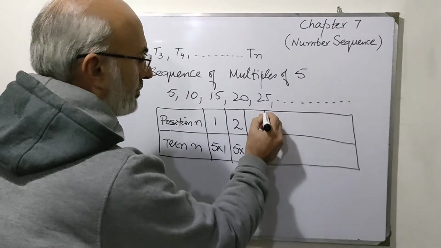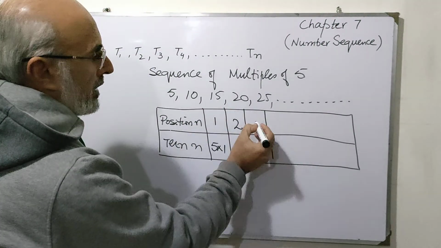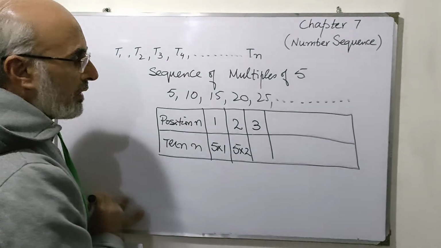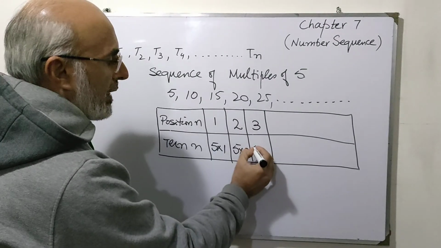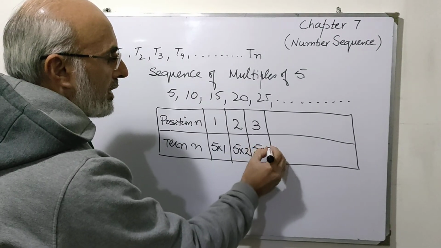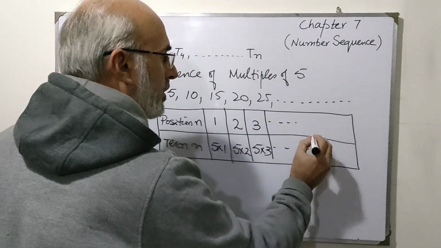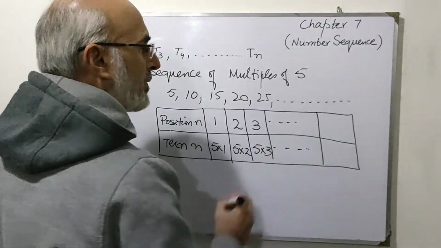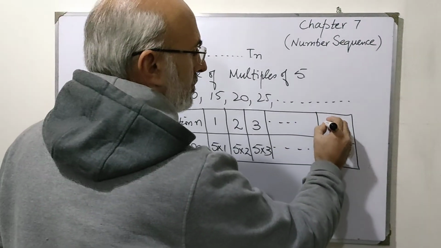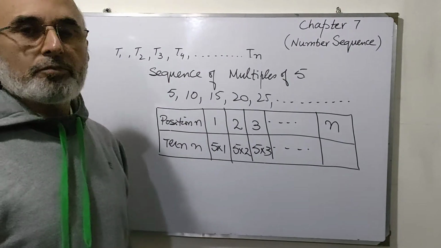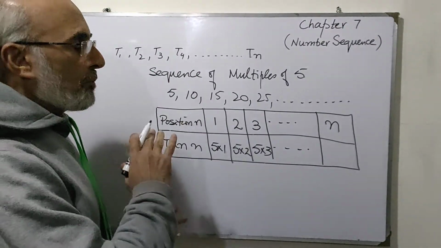Okay. If it's term number 3, position number 3, what am I going to do? Multiplying 5 with 3, I get 15. So it goes on, and I reach the nth term, which is any number of term which I don't know. So it could be any number.